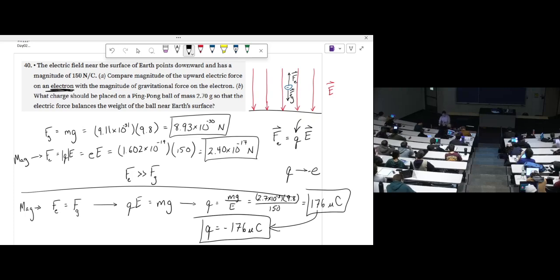Okay, so gravity is pulling down, right? And to counterbalance gravity, we have to have electric force going up. And the only way we get an electric force going up when the electric field is going down is when you have a negatively charged particle. Yes, anytime the force is opposite to the field, the charge has to be negative. Negative charges go opposite the direction of electric fields. Positive charges go parallel to electric fields.